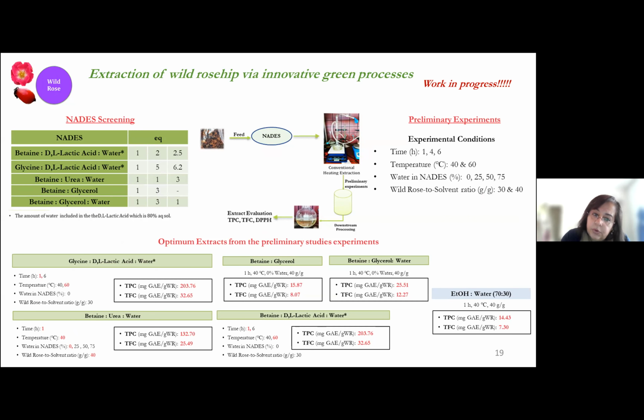They do not want urea. They do not want very acidic NADES. They do not want choline. So there are a lot of different restrictions that you have to be careful of before you select your NADES. So after doing a small screening, we ended up with beta-glycerol, which is okay with the cosmetic industry, and it is not very expensive.